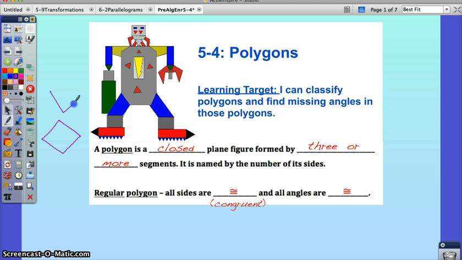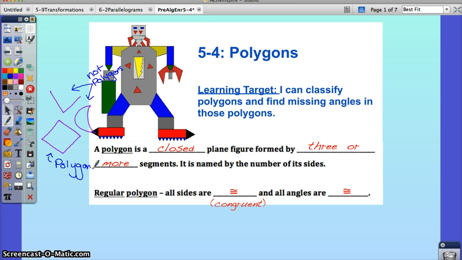You can't form a polygon by just 2 segments, because there'd be no way to close it. If you did close it, it would only be a line. And you can't, again, have anything that's curved. The segments must be straight. So something like this would not be considered a polygon. So these top 2 examples are not polygons. And this bottom example is a polygon.